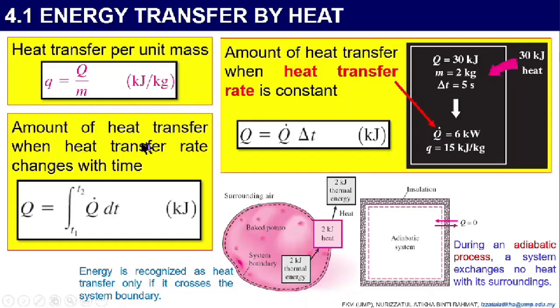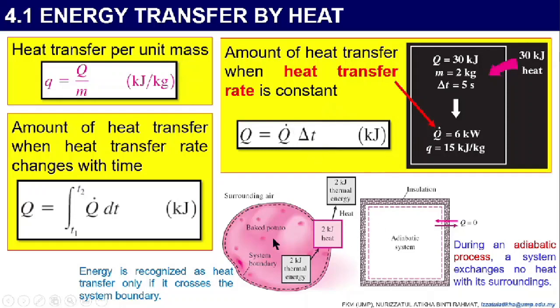Okay, the amount of heat transfer when the heat transfer rate changes with time. So we have the heat transfer rate Q dot. When it changes with time, we have T1 and T2, times dt, so we will get the amount of heat transfer. The amount of heat transfer when the heat transfer rate is constant: Q equals Q dot times delta T.